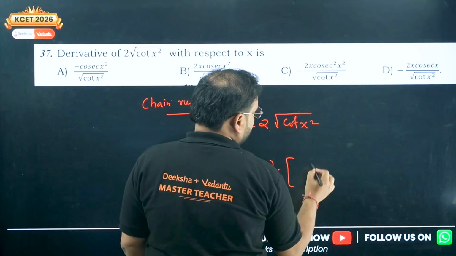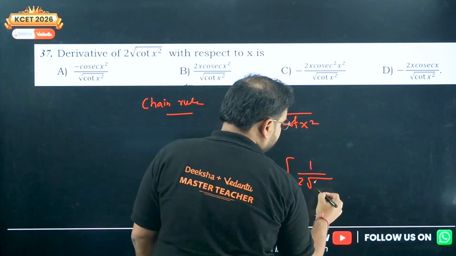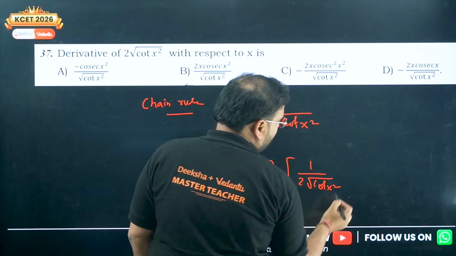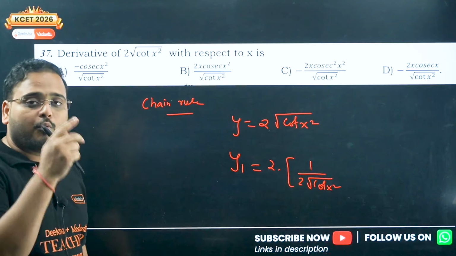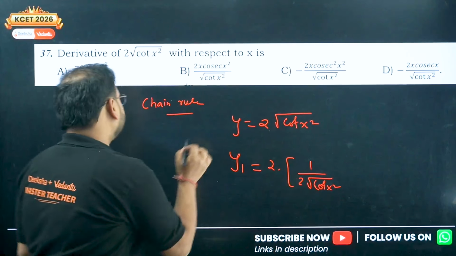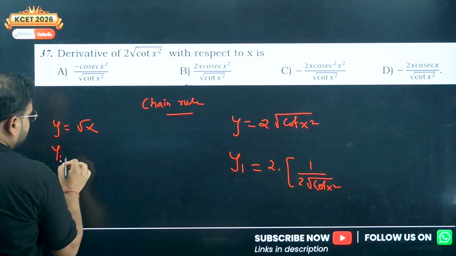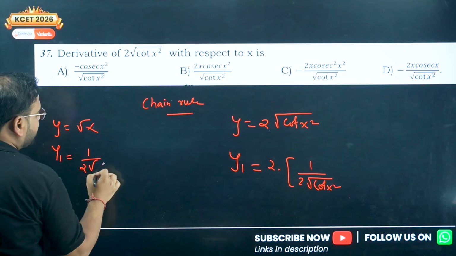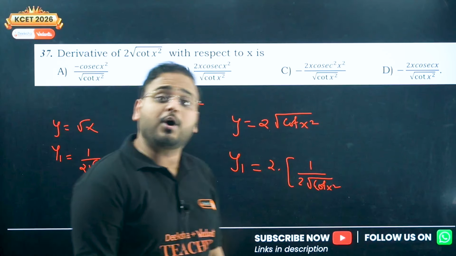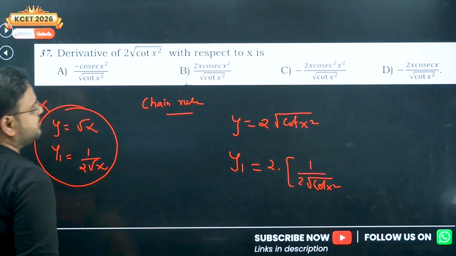The derivative of this root will be what? 1 upon 2 root of the same thing. I hope you know this. The derivative of root x is what? 1 upon 2 root x. Check here. If I have a function y equals root x, the derivative of this is given by 1 upon 2 root x. From which approach? Polynomial derivative. Okay, let's move on to this now.